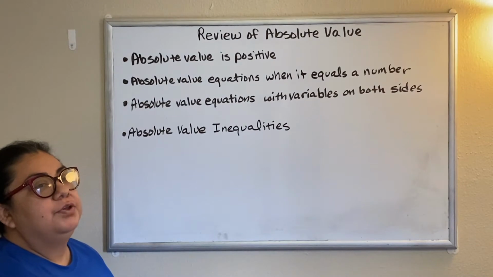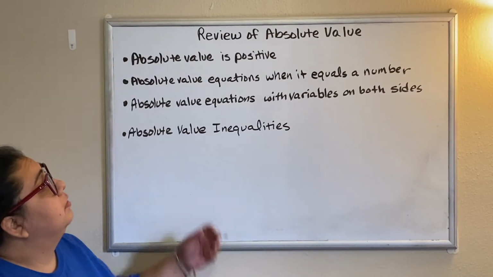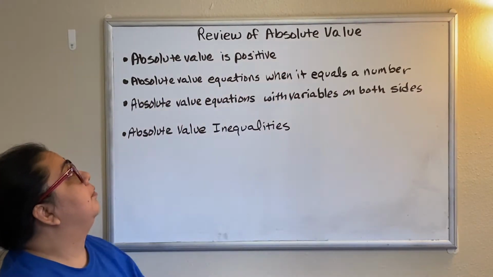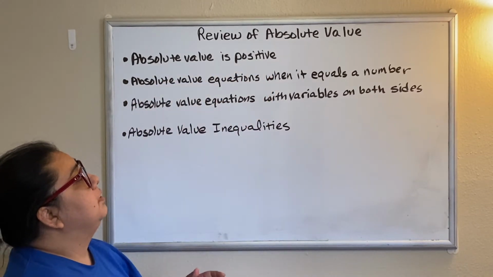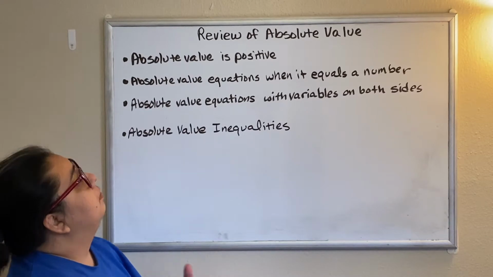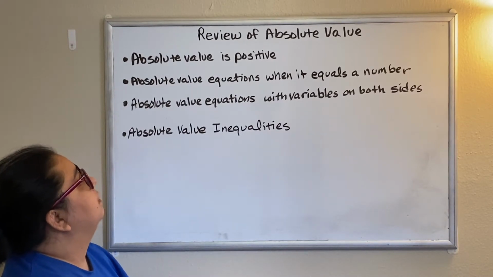Today we're going to review what we've talked about this whole week. So we're going to review absolute value. Remember, absolute value represents a positive. So if you have the absolute value of -6, it's going to simplify into a +6.